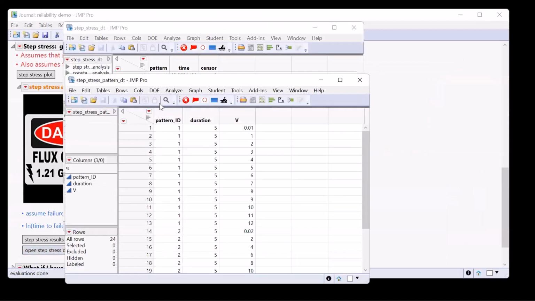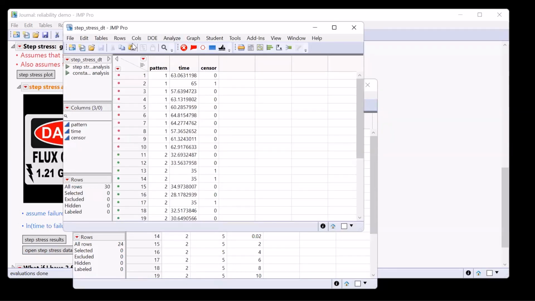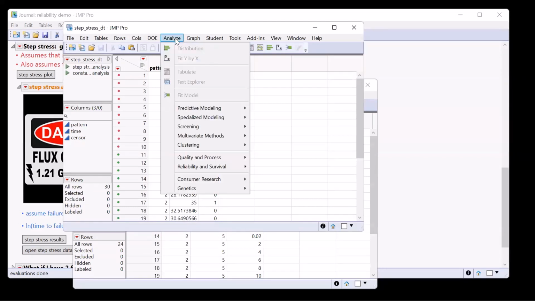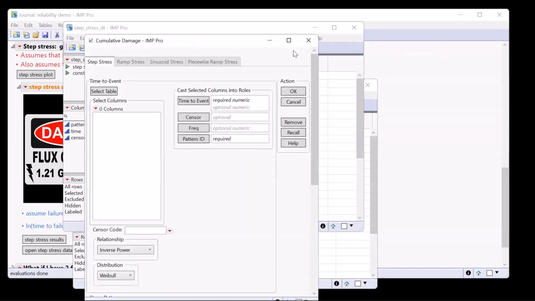So this is the step stress data. I have 2 tables. This is my pattern ID table, and this is my actual step stress data. I want to do a step stress analysis in JMP, so I'm going to go to Analyze again, Reliability and Survival. Then I'm going to go up to Cumulative Damage, because the damage is accumulating, right? I'm hitting it with a higher and higher voltage, it's getting more and more damaged. So I'm going to use this platform.